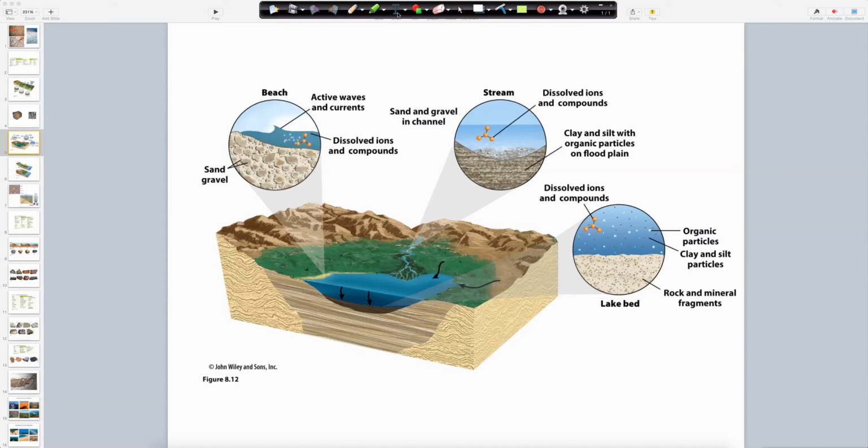And just remember that dissolved compounds are transported from weathering sites into sedimentary basins.